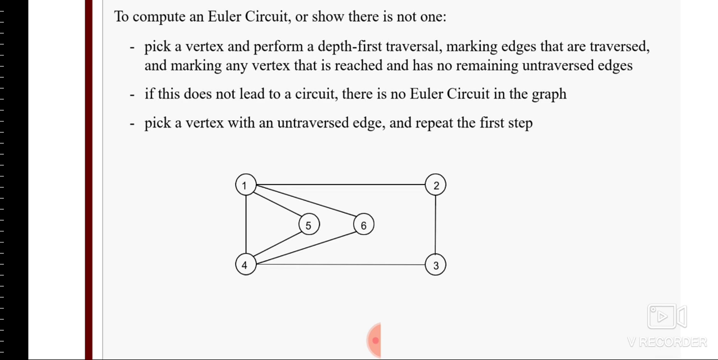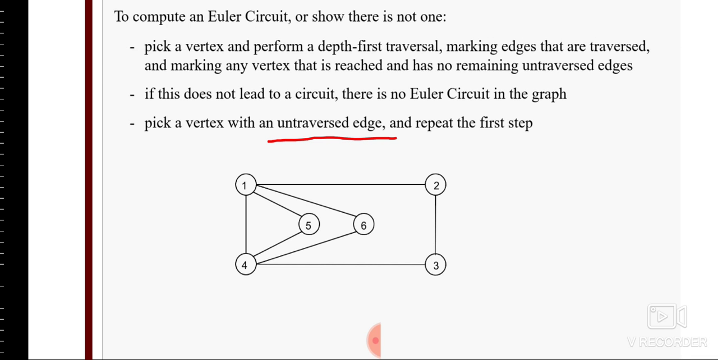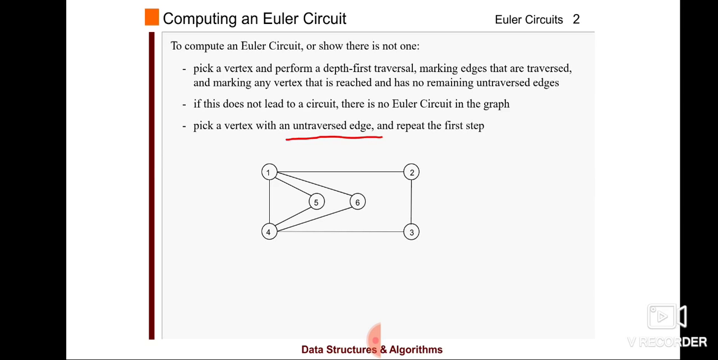The usual procedure: pick a vertex and perform a depth first traversal. Mark the edges that are traversed, and mark any vertex that is reached and has no remaining untraversed edges. If this does not lead to a circuit, there is no Euler circuit in the graph. Otherwise, pick a vertex with an untraversed edge and repeat the first step once again. So this is the procedure. We will see it with one example.